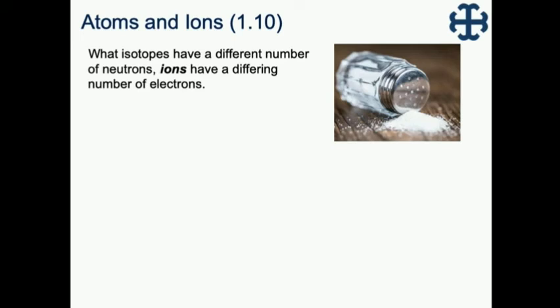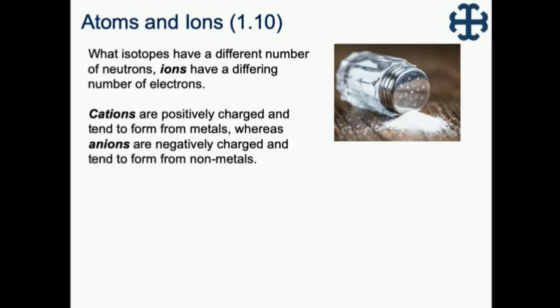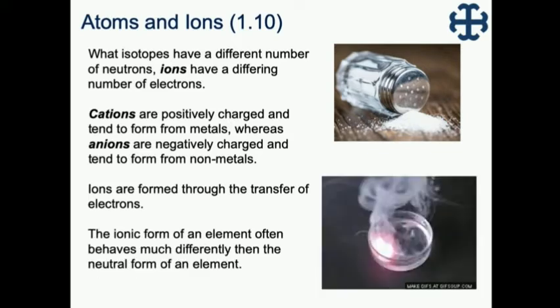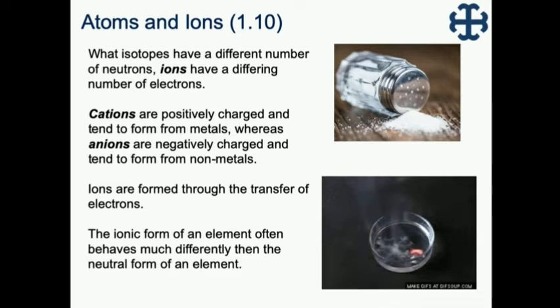Finally, we have ions, and so isotopes have differing number of neutrons, whereas ions have a differing number of electrons. So cations are positively charged, anions are negatively charged, and they tend to form nonmetals. So ions are formed through the transfer of electrons, which produces a different form.